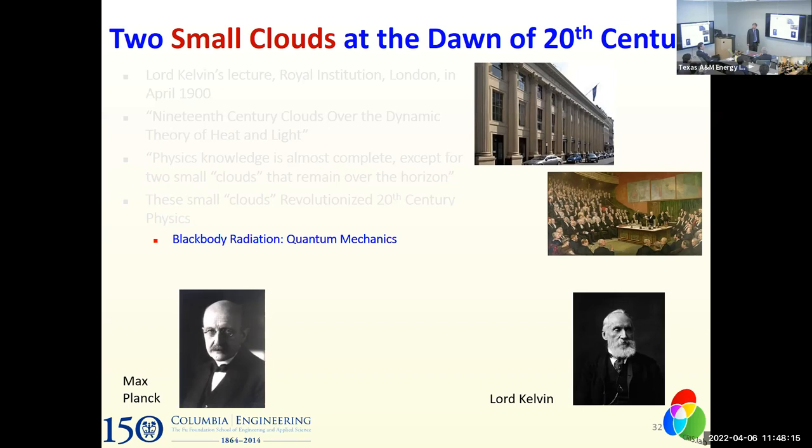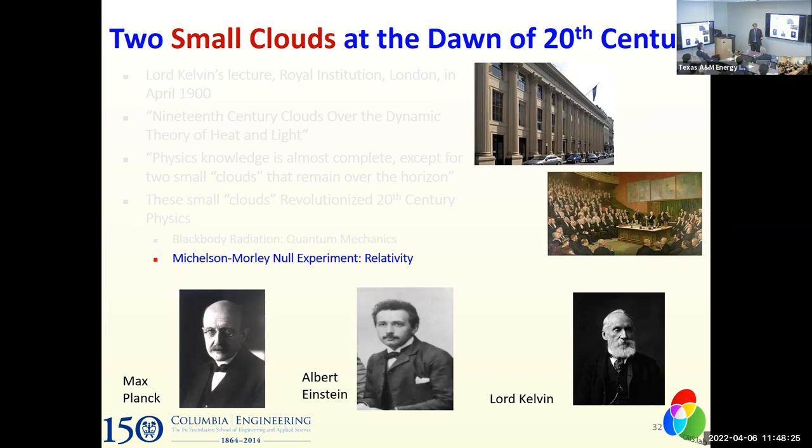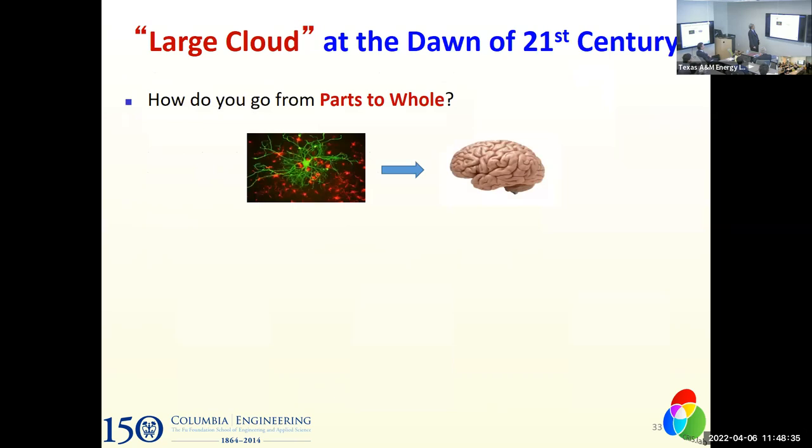This was one cloud. The other cloud is the negative result of the Michelson-Morley experiment, which gave birth to special relativity in 1905 and general relativity in 1915. So in a similar way, I believe, not two clouds, there's one large cloud out there. It's not a small cloud either, it's a large cloud, which is this question: How do you go from parts to whole? How do you go from neuron to brain to mind?